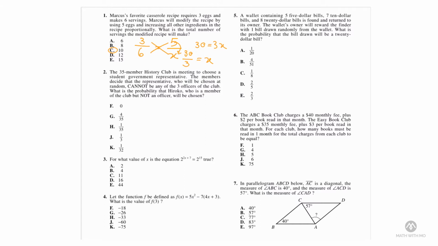Alright, because we know he is not an officer, there's a chance for him. So definitely 0 is not the answer. He has a chance. We have 35 members, 3 of them are officers, so basically 32 people have chances. Because only one person will be chosen, it's 1 over 32. K is the answer.